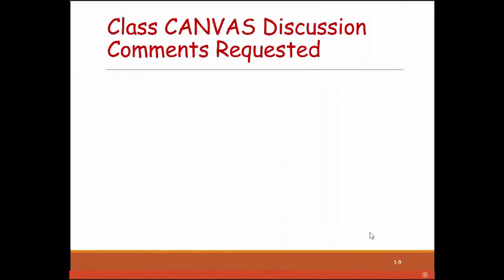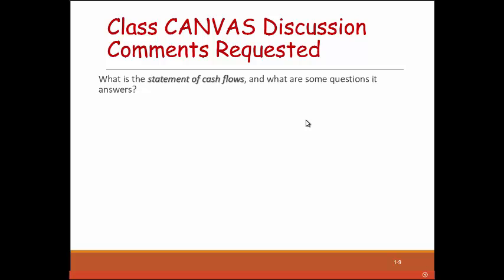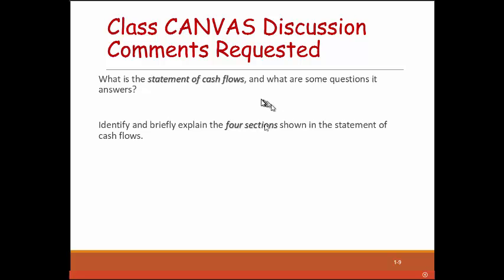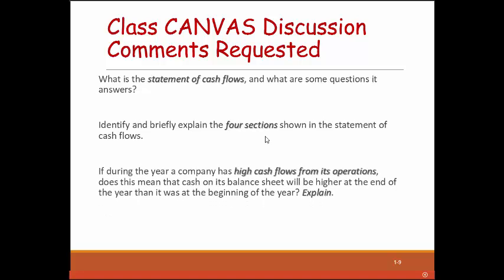Here are some questions for Canvas discussion. What is the statement of cash flows, and what are some of the questions it answers? Identify and briefly explain the four sections shown in the statement of cash flows. And if during a year a company has high cash flows from its operations, does that also mean that the cash balance on its balance sheet will be higher at the end of the year than it was at the beginning of the year? Can you explain why this may or may not be the case?